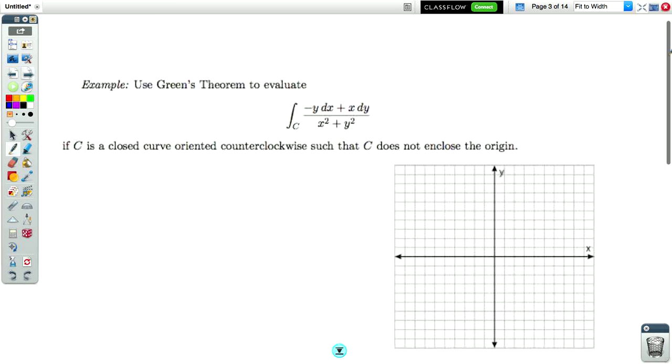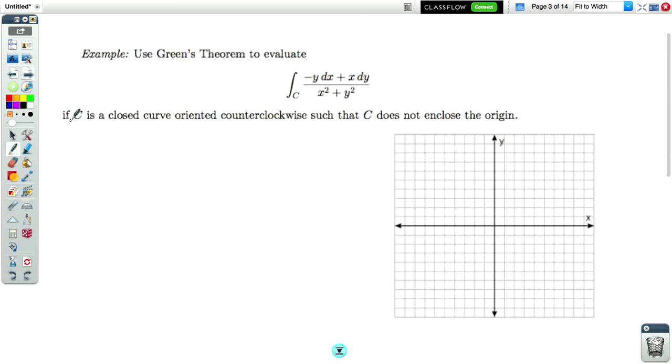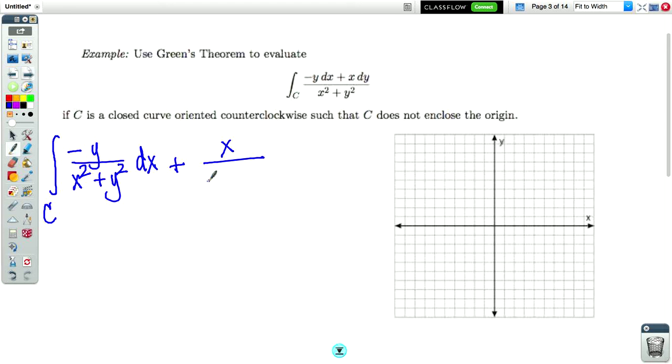So this last one is a little bit different just because it doesn't give us an exact curve for C. So this one says use Green's theorem to evaluate this thing that looks a little bit complicated, but actually before we even start, I'm going to rewrite it because you can see that the dx and the dy differentials are written right in there in the numerator. So I'm going to just convert those a little bit. Negative y over x squared plus y squared, all with respect to dx. And then I'm just separating this into two fractions. Oops, x squared plus y squared, all with respect to dy.